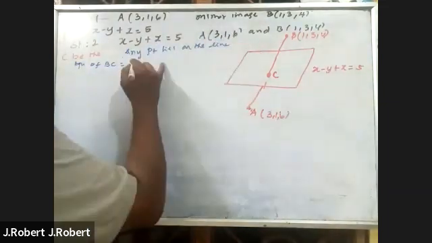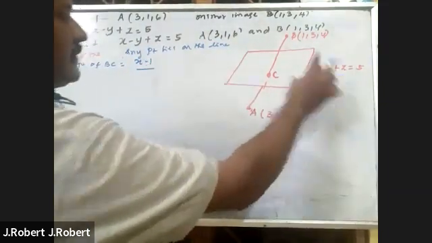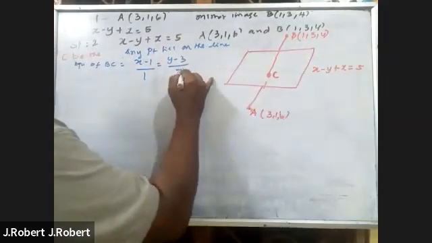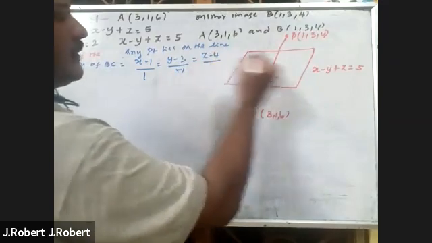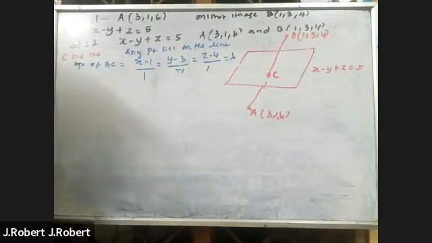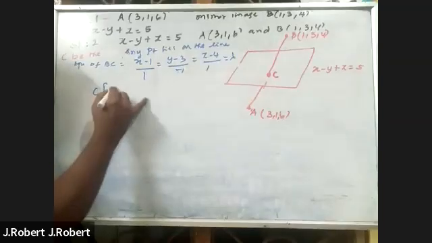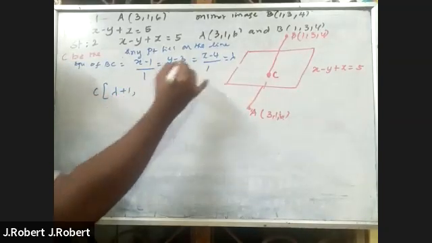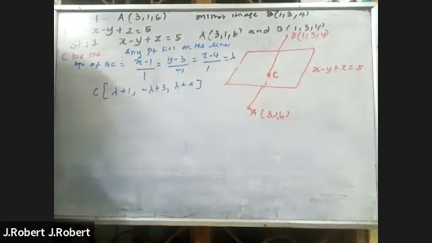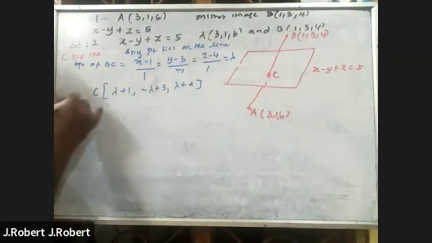So the point வந்து நான் (x minus 1) divided by the direction ratio 1 equals (y minus 3) divided by the direction ratio minus 1, equals (z minus 4) divided by the direction ratio 1, which equals lambda. If you want to find any point C on the line, C is (lambda plus 1, minus lambda plus 3, lambda plus 4). This is the point which lies on the plane, otherwise, the point of intersection of the line and the plane.